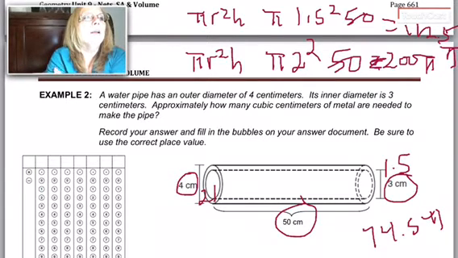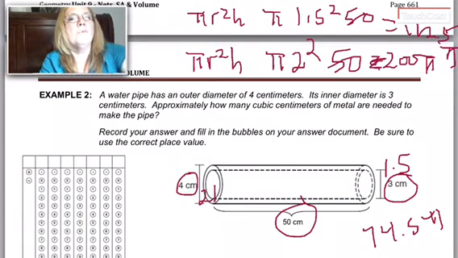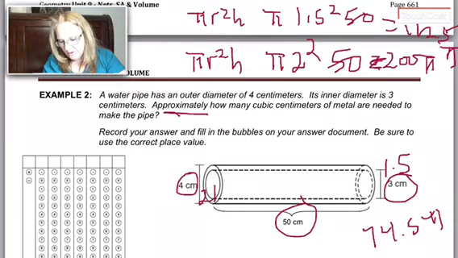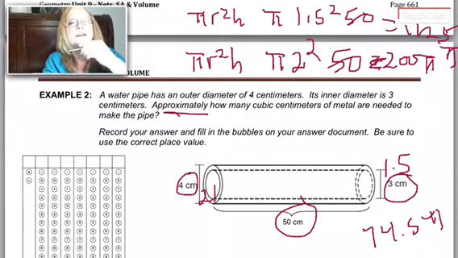Okay, and so now what I need to do is, because they're asking us to approximate how many cubic centimeters of metal, I'm going to take that 74.5 pi and put it into my calculator. And I get 234.049.